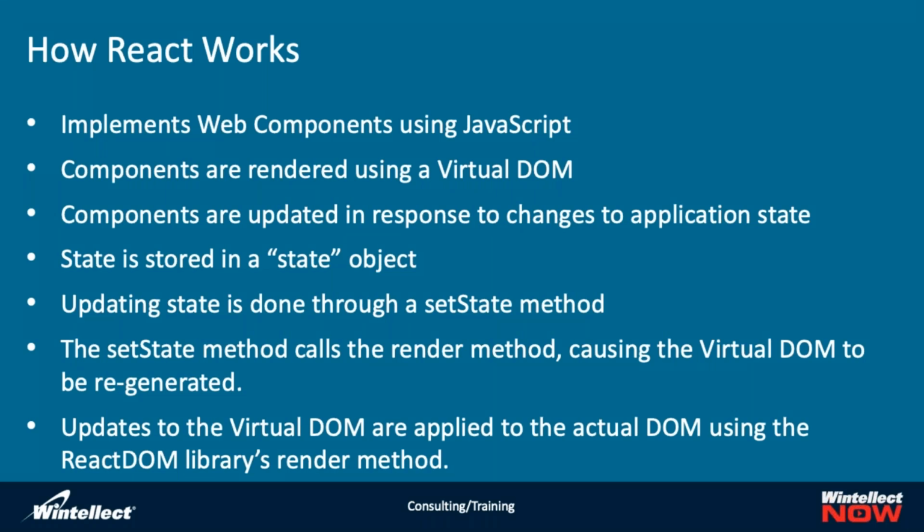So in short, this is how React works. It implements web components. Components are rendered using a virtual DOM, which is an in-memory representation of the user interface. Components are updated in response to changes to the application state. That state is just an object that you define inside of your components. And then updating state is done through a setState method, and so forth. The main point here is that you have to have this state, and the state determines how React components change and how your view ultimately changes inside of your user interface.